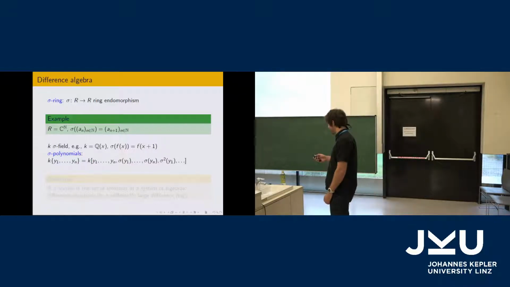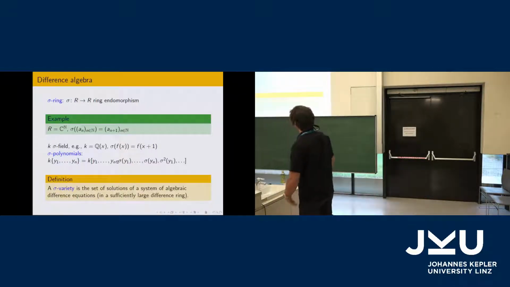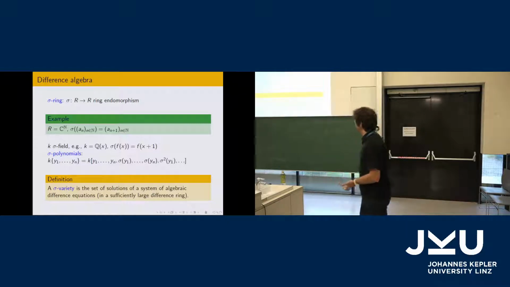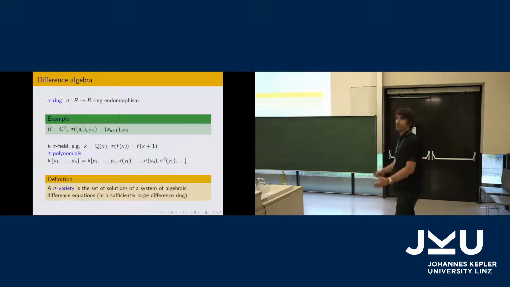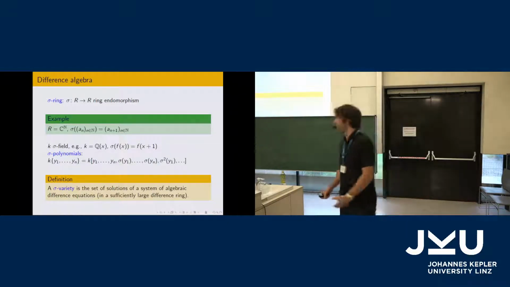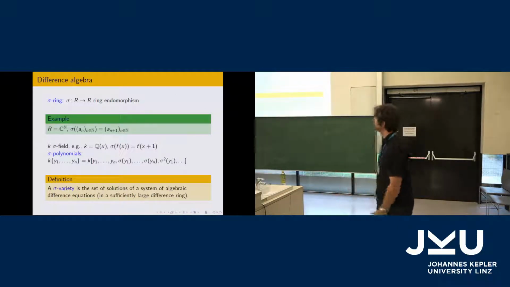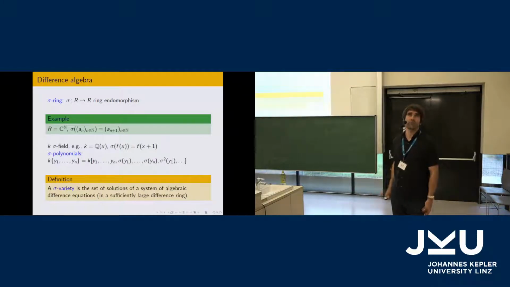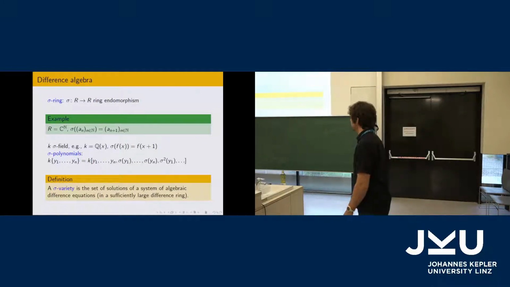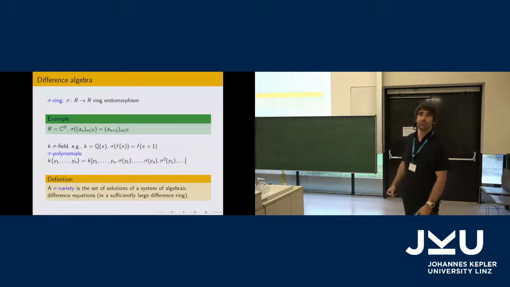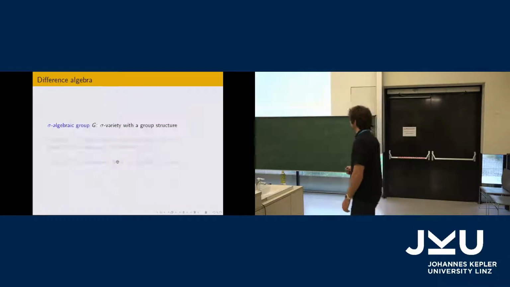And then essentially, a difference variety is the set of solutions of a set of difference polynomials. I'm not going to be too specific about where we look for solutions, but you have to look for solutions in a sufficiently large difference ring. Sufficiently large essentially just means that you are able to recover the equations from the solutions. Okay, so that's a difference variety.